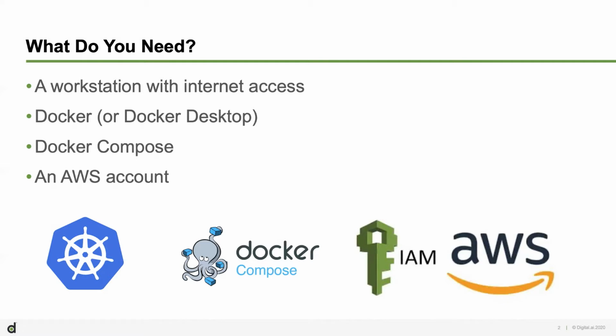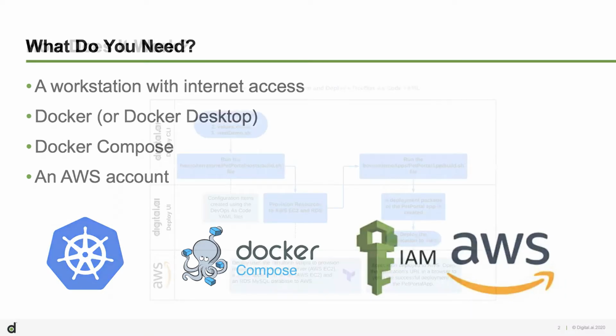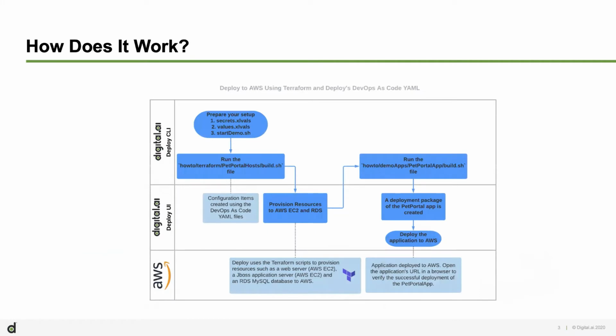In order to do this, you're going to need access to the internet. You need Docker or Docker Desktop, Docker Compose, and an AWS account. So how's this going to work? We have a repo we're going to check out from our community repo site that has all the files you're going to need. And in those files, you're going to have to set up a couple of things.